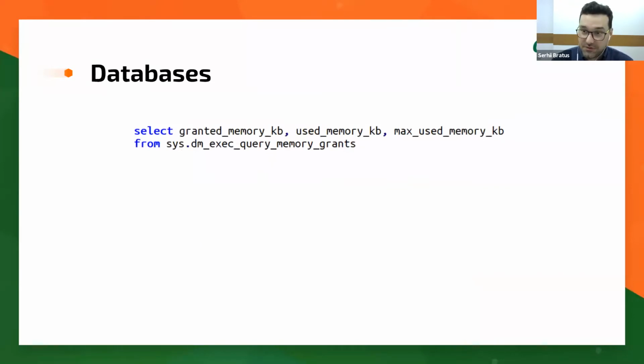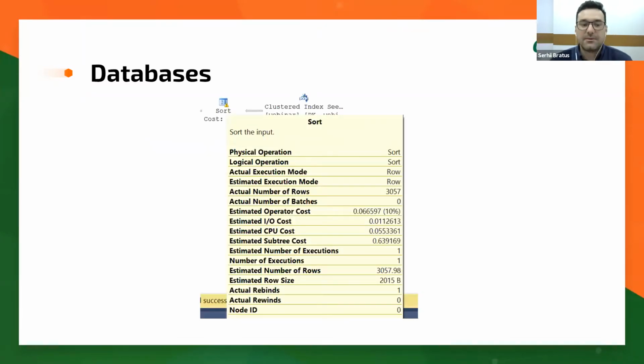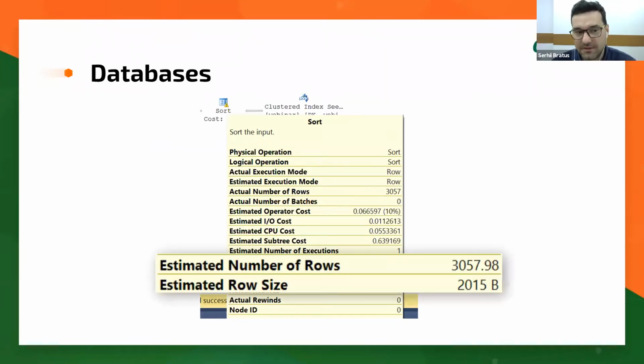Let's see if it's true, if we used all the memory and couldn't fit into the memory that was provided by the server to execute our query. And yeah, that's correct, because granted memory, used memory and max used memory are the same, which means that we went to using the extra mechanism. In this case, it's the temporary database. We'll also see the estimated row size like this. There is a lot of information in these measurements, but the very important ones here are the estimated number of rows and estimated row size, which gives us some number.